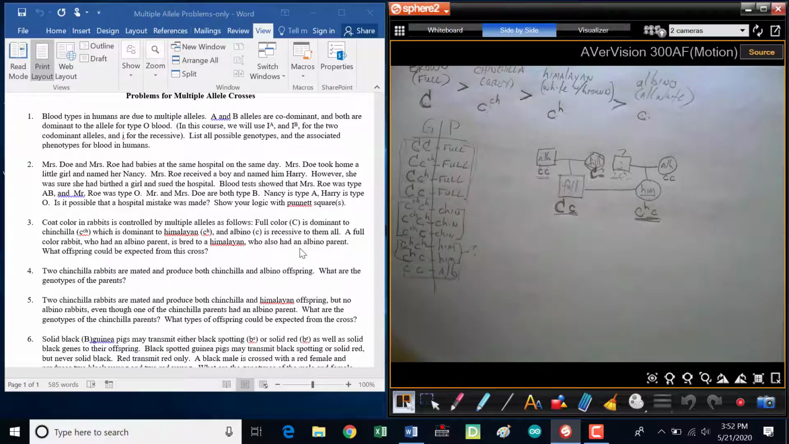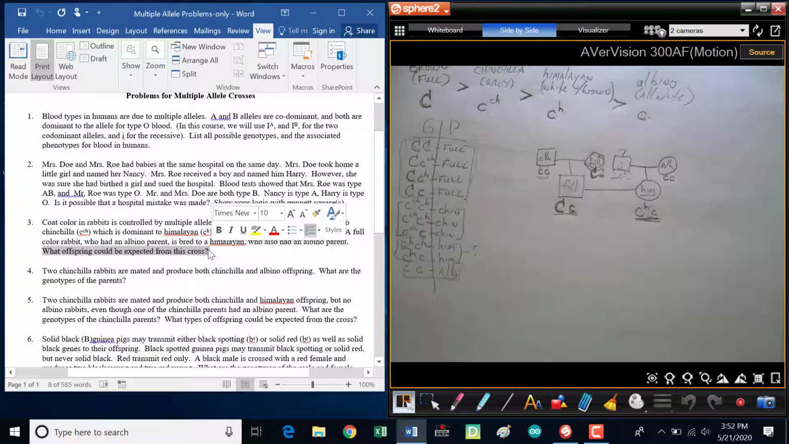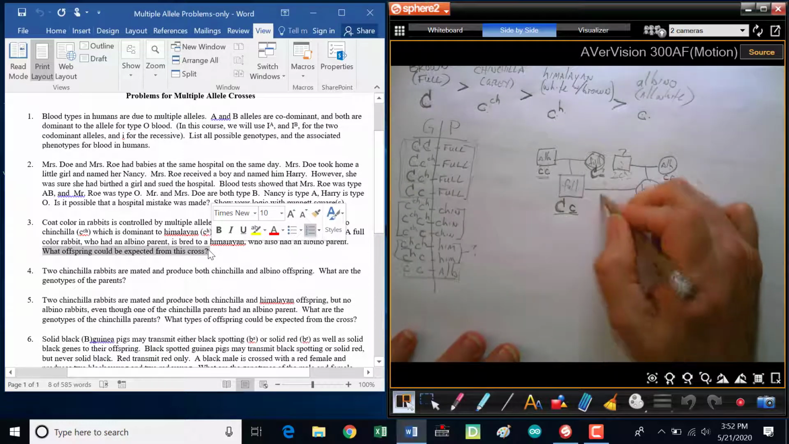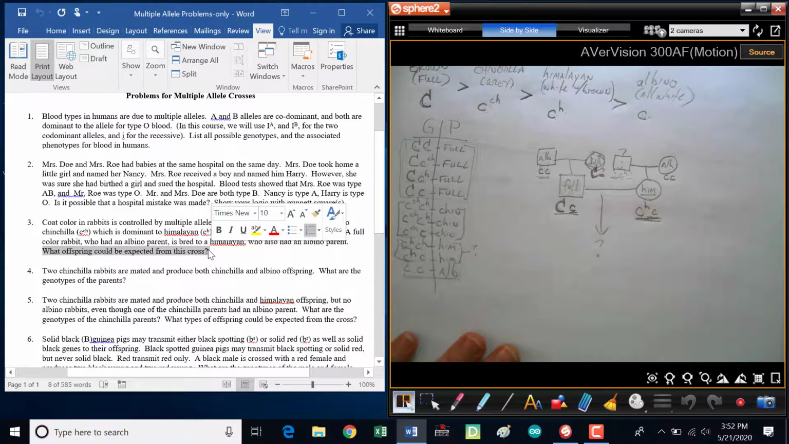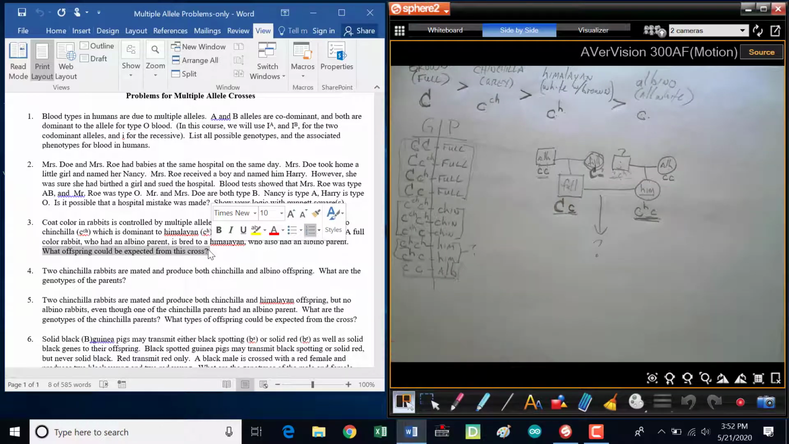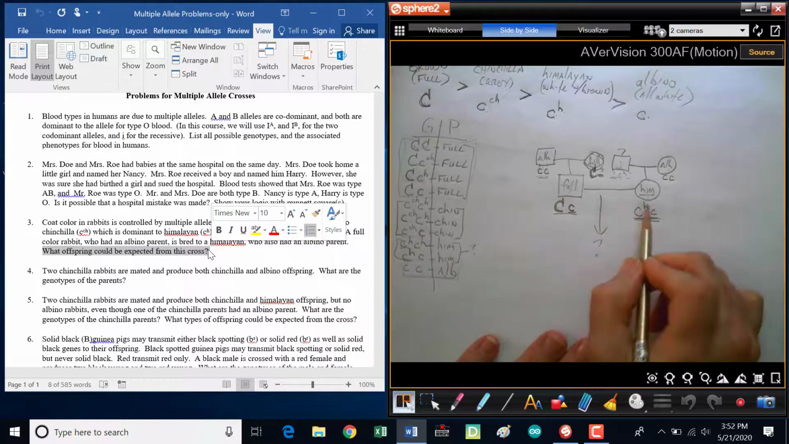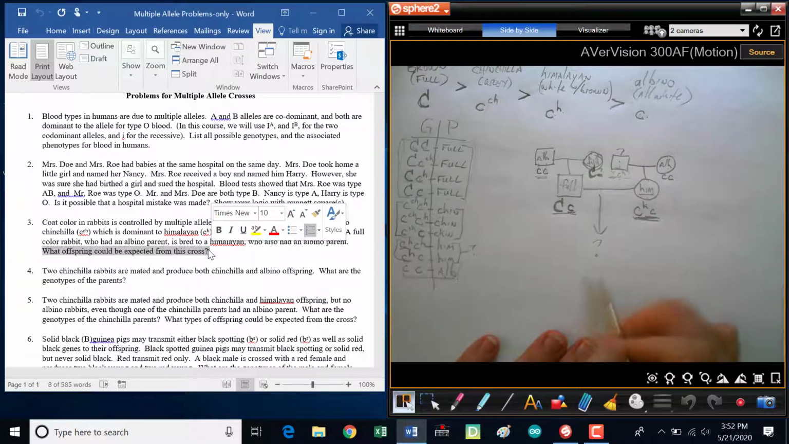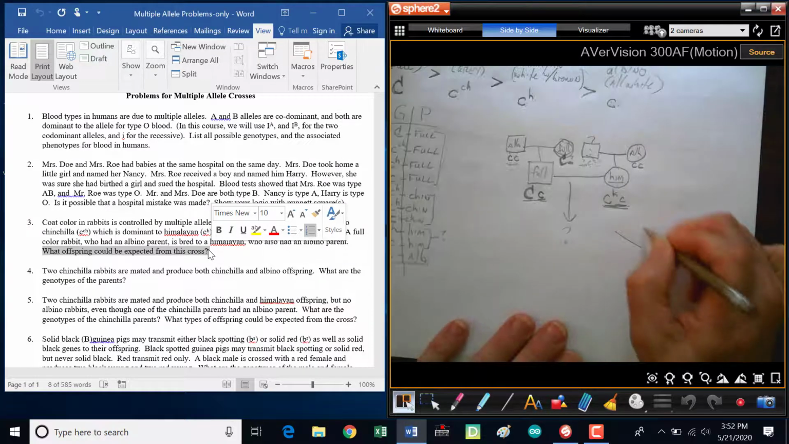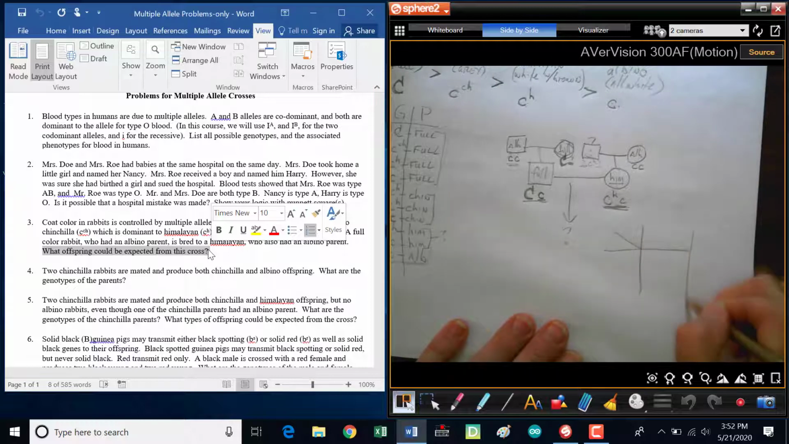The question we're asked is, what offspring could be expected from this cross? In other words, it wants to know what could happen down here. And of course, we know now that if you know the genotypes of two parents and they ask about the offspring, use a Punnett square. So let's put this in the Punnett square and have a look at what happens.